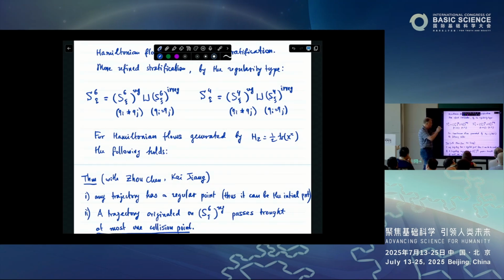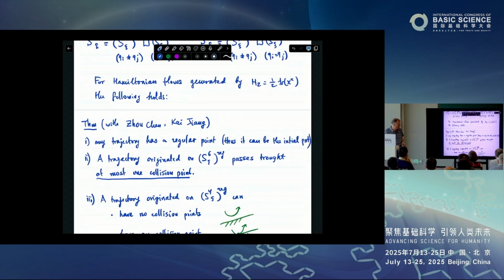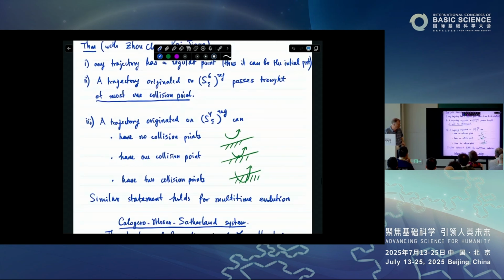And actually the trajectory, you see, the Hamiltonian flows cannot leave this orbit type strata. So they always stay within. But with this extra stratification, it can go to the boundary, can stay there a little bit, and then can go back. Or it can cross the boundary, move in the irregular part, and then come back. So this is the new phenomenon. So it turns out that it's possible.